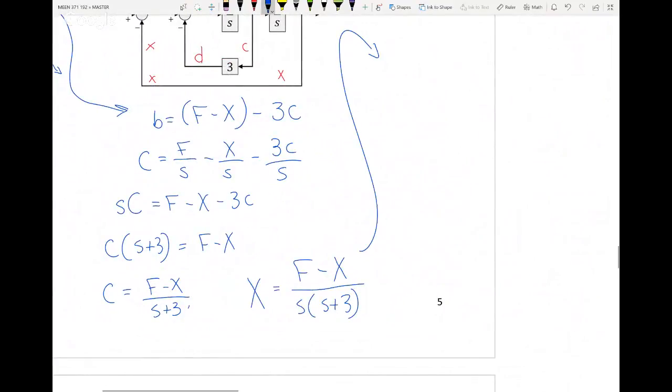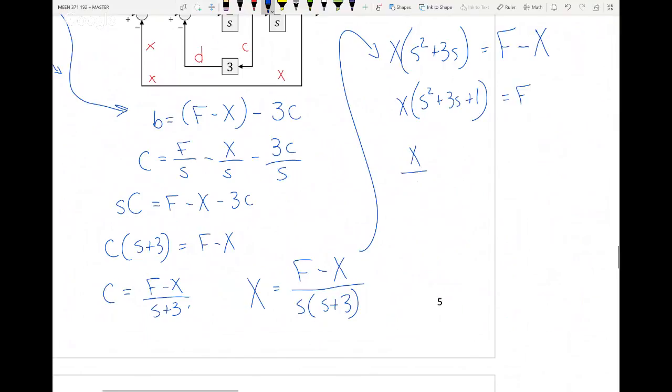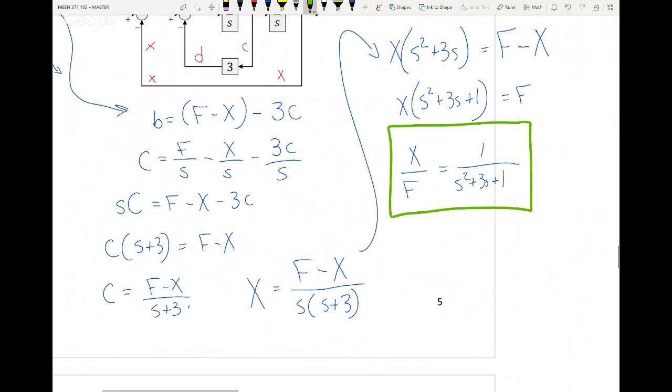Okay, we've got some X's here, so we're going to need to combine all this. I'm going to come up here and make some more room. I'm going to multiply everything by this S here. So this is going to be X. Now we've got S squared plus 3S equals F minus X. Okay, we're going to combine this. Now we've got X times S squared plus 3S plus 1 equals F. So then the transfer function X over F equals 1 divided by S squared plus 3S plus 1. There we go. That is our transfer function.